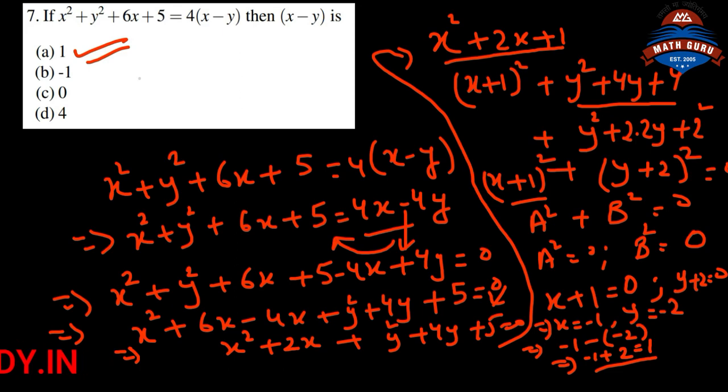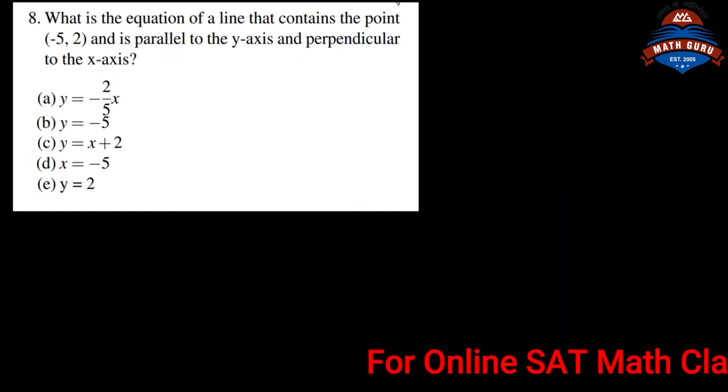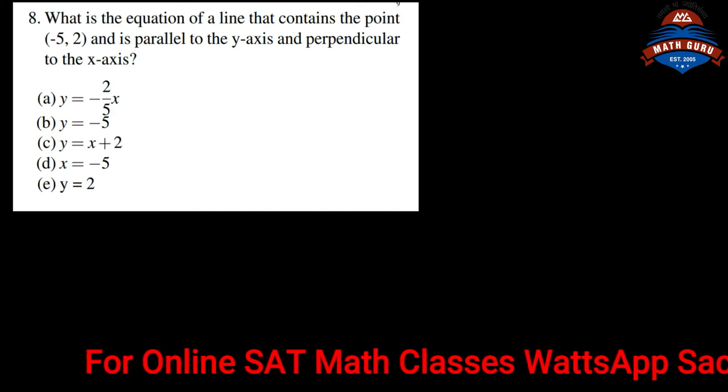So that was our question number 7. Now let's move towards our question number 8. So students, this is our question number 8, in which we have to find the equation of a line that contains the point minus 5 comma 2.